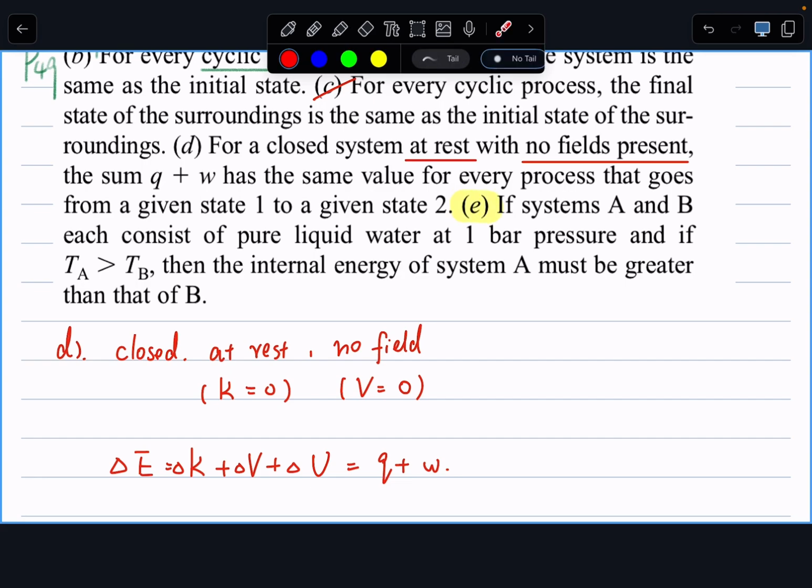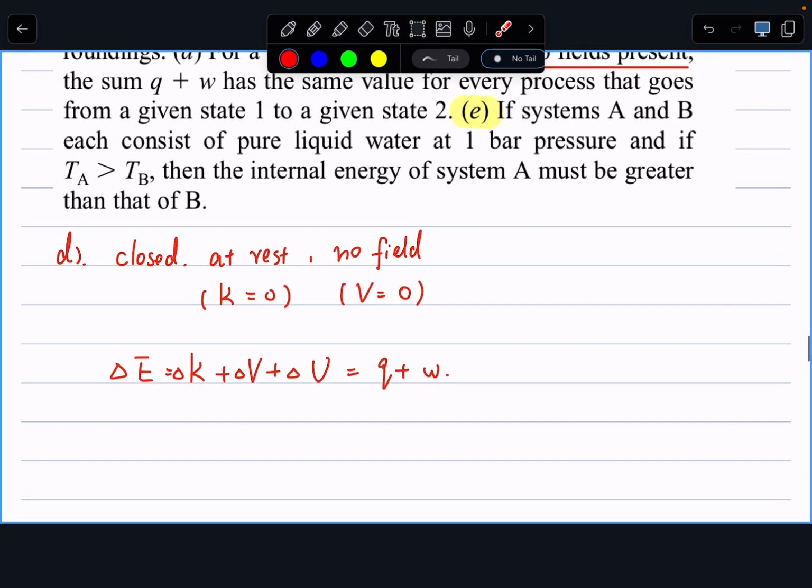Last one. If systems A and B each consist of pure liquid water at 1 bar pressure, and if T_A is larger than T_B, then the internal energy of system A must be greater than that of system B. So what do we think about this one?